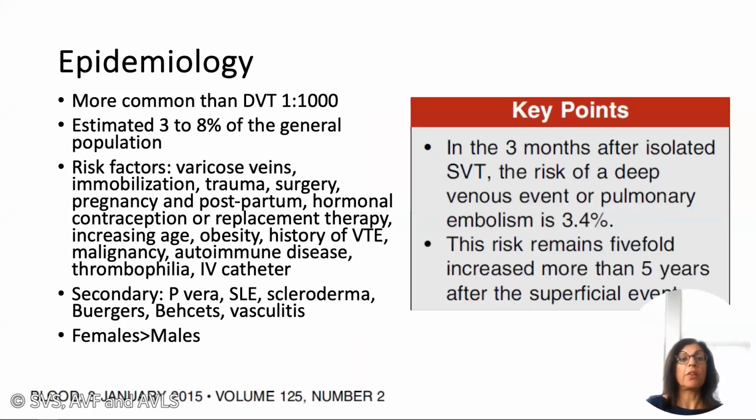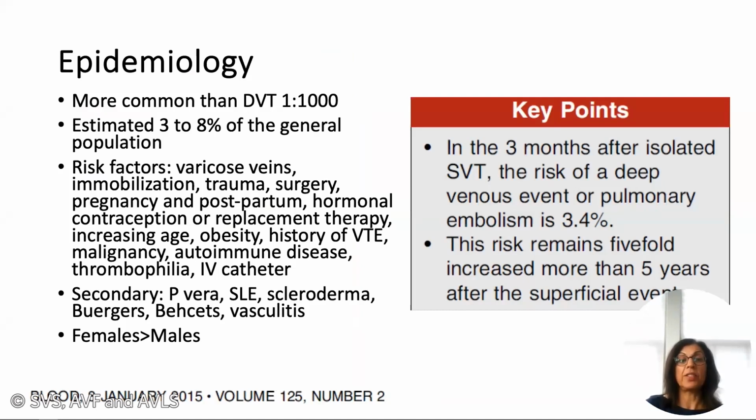So what is the epidemiology of superficial vein thrombosis, or SVT? We know it's more common than DVT and estimated to be about 3 to 8% of the general population. The risk factors are the same as DVT, including immobilization, trauma, surgery, hormonal contraception, obesity, etc., but it also occurs in varicose veins. In general, females are affected more than males.